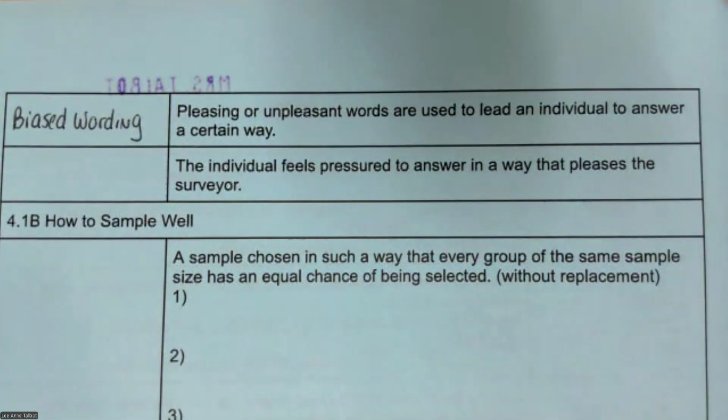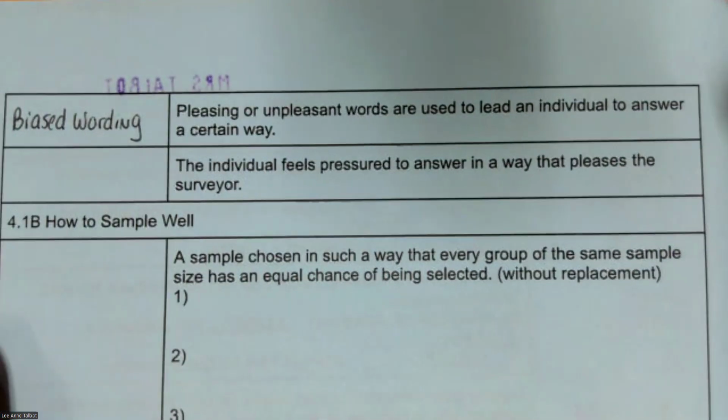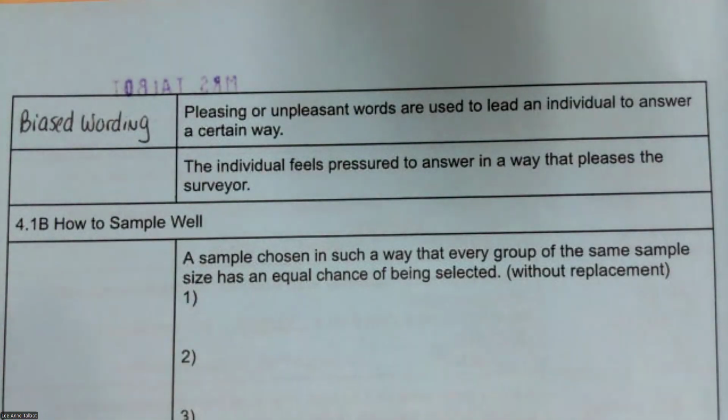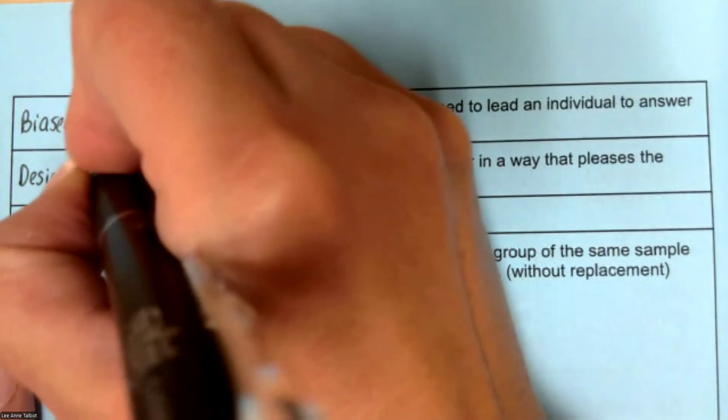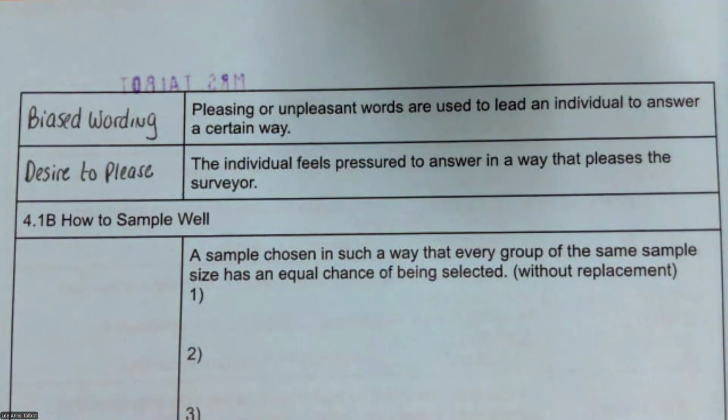Okay, last one. The individual feels pressured to answer in a way that pleases the surveyor. It's desire to please bias in stats. That's like when your boss comes out and asks you if you like working there. You're like, 10 out of 10, 10 out of 10. That's desire to please bias.